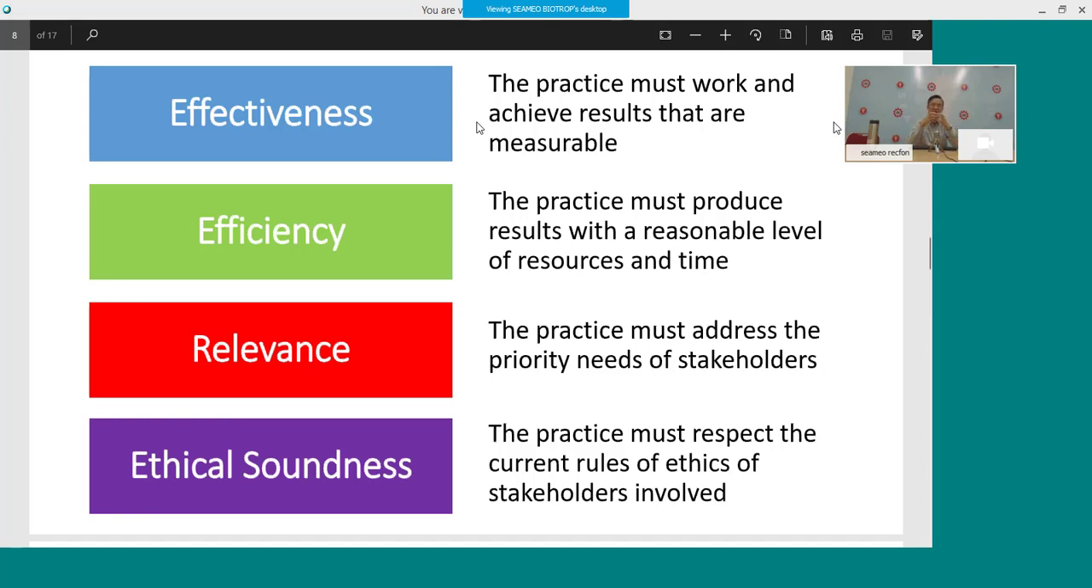So try to see whether our urban agriculture is not breaking any rules of ethics or values or customs and traditions in your respective schools. So we can say this is the best practice because it respects all customs and traditions and rules of ethics in your area. So that is what we call ethical soundness. Let's move on to the next 4 criteria.